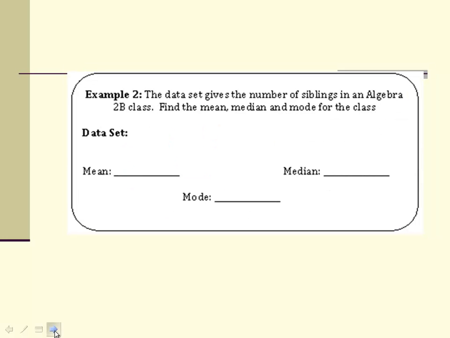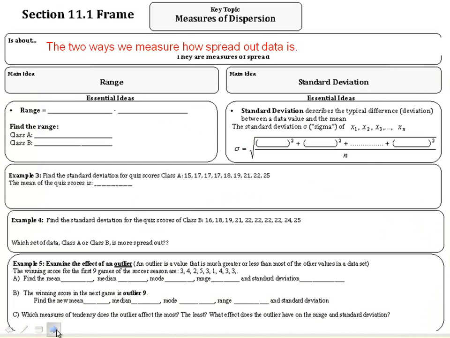Okay, example 2. The data set gives the number of siblings in an Algebra 2B class. And you know what? I don't have any data set in here, so we're actually going to skip this one. I think 1 example is enough for this. Okay, so flip your frame over. Let's look at the back side of your 11-1 frame.